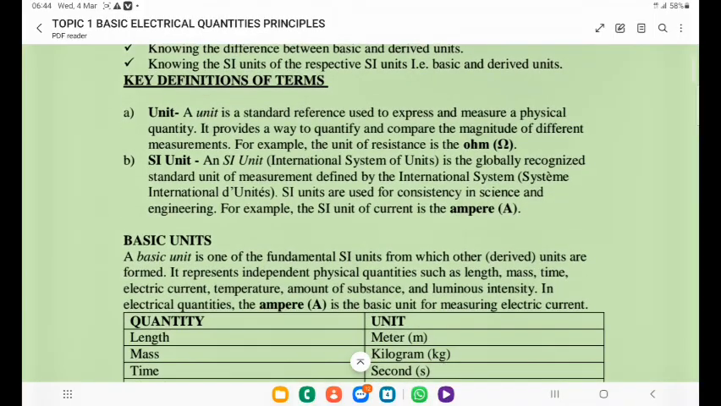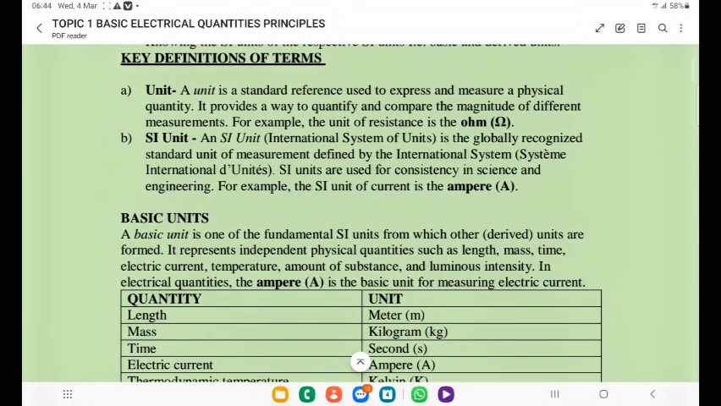Under this, we have some key definitions of terms, which are a unit and an SI unit. We always define a unit as that standard reference that is used to express or measure any physical quantity, and it can be used to quantify or compare the magnitude of different measurements. For example, if you say that the unit of resistance is the ohm, then that ohm represents a standard value or a standard reference that can be used anytime we are dealing with resistance.